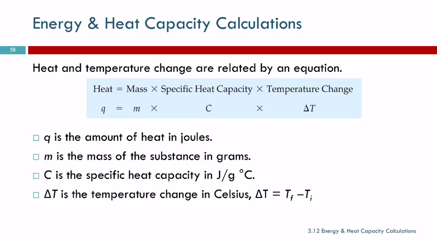Well, of course, you knew we were going to have to do some calculations, right? We can relate the amount of heat needed to warm something up with the temperature. And here's the basic equation. The heat is equal to the mass of the substance times the specific heat capacity times the temperature change. Or in a more abbreviated form, Q equals mc delta T.